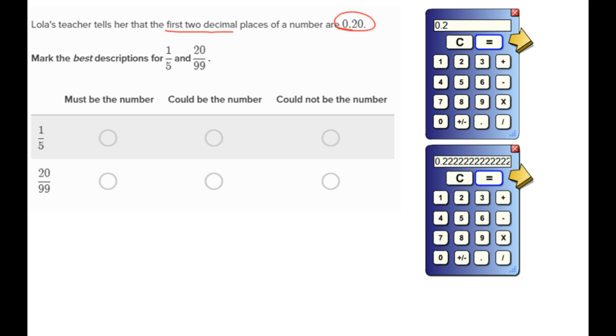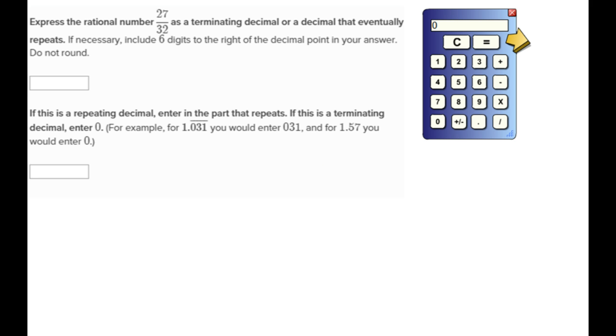This is 0.2, but it could also be 0.20 because you can put a 0 there. It does not change the value of the number. So it could be the number, but you don't know if it is the number because you don't know if there are any other numbers that come after what Lola tells the students. Okay? In the second problem, because it's 0.20 and this one is 0.22, then the second one is not possible. All right, let's move on.